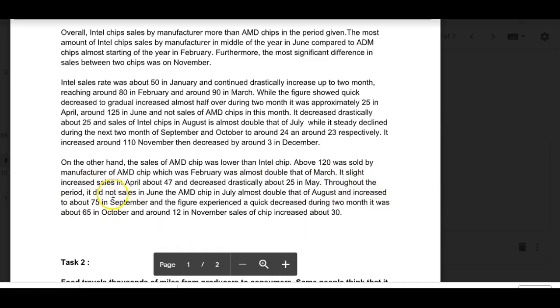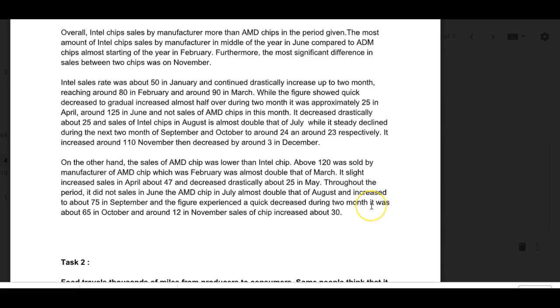It did not report any sales in June, and in July, recorded almost double that of August. That doesn't mean anything to me because I don't know what August is. So you're telling me that July was double August, but I don't know what August is, so that information is not helpful. And increased to about 75 in September, and the figure experienced a quick decrease during the 2 months.